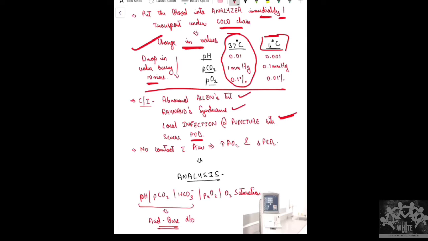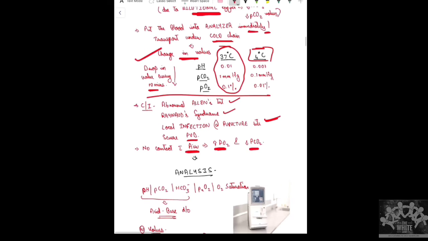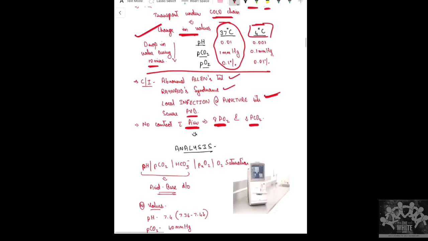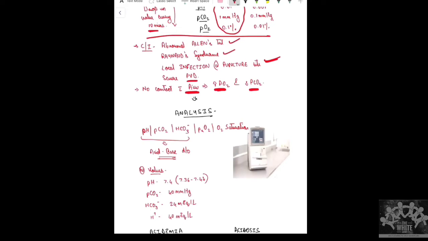And we should ensure that there is no contact with air. If there is contact with air, there will be false values because PO2 will increase and PCO2 will decrease due to diffusion of gases. Once we do the procedure, we put it into the machine, the ABG analysis machine, as we see in this image.